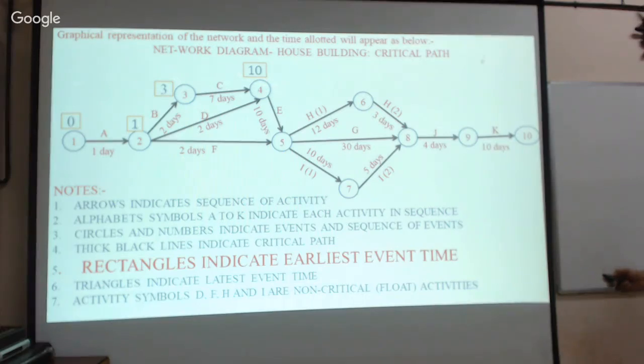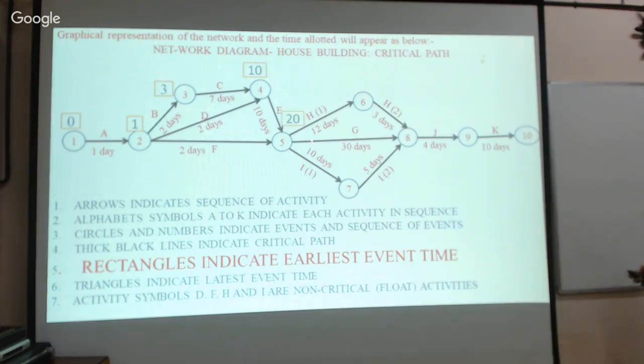And also there is another path to reach event 4. See, 1 plus 2, this is another path, another sequence we have here. The time required here is 1 plus 2, 3 days, because of the bonus we have. We will discuss this in later slides. First let us understand how to calculate the earliest event time.